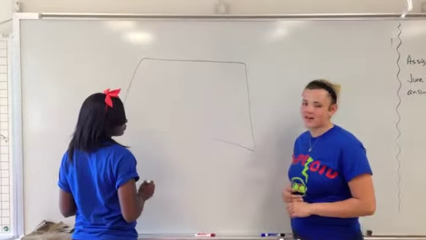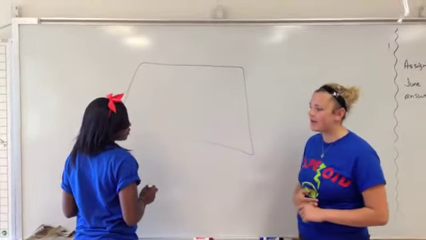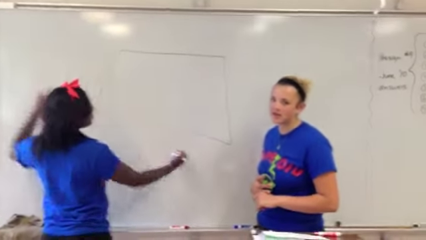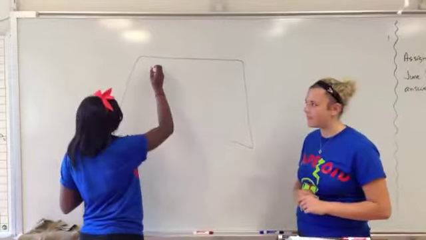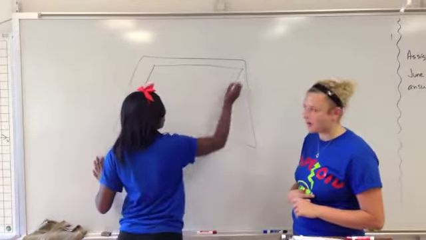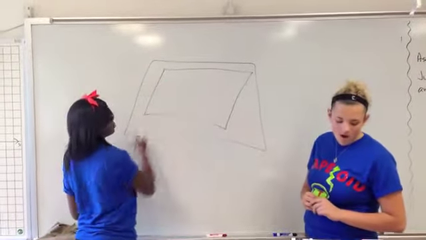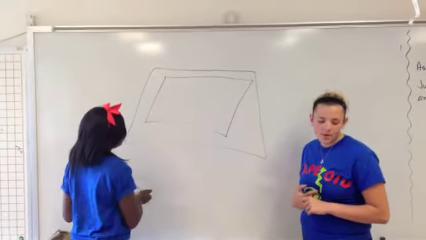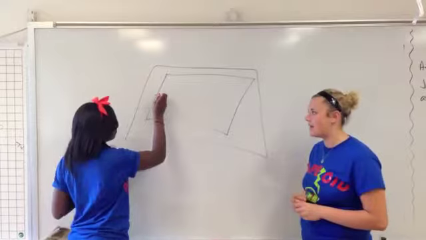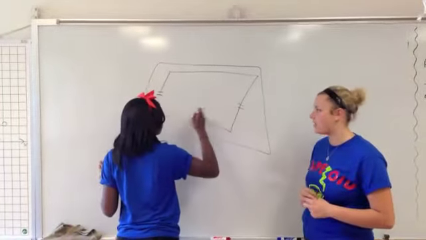A quadrilateral has 4 sides, 4 angles, and the sum of the angles equals 360. Next shape is the parallelogram, who has 2 sets of parallel sides. All properties of a quadrilateral are in a parallelogram. Both pairs of opposite sides are parallel, and they're also congruent.